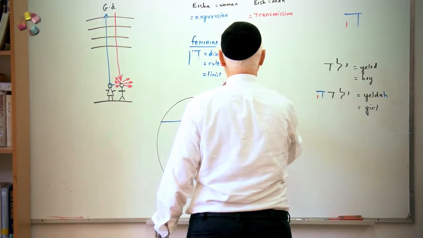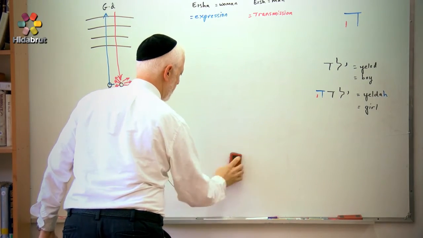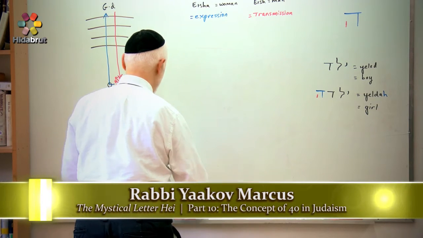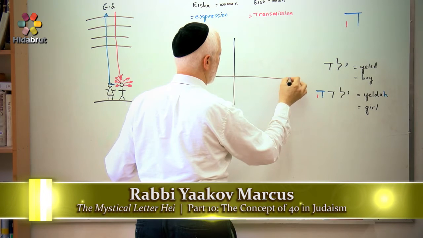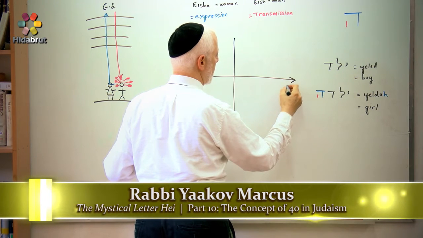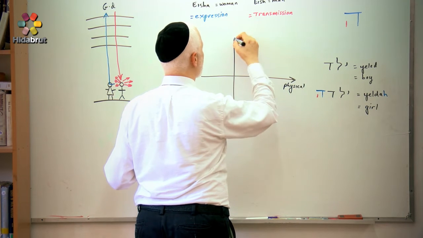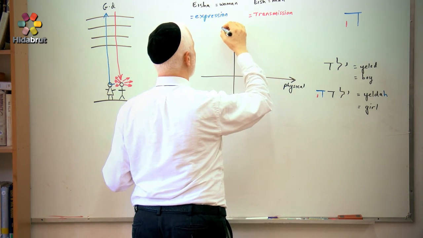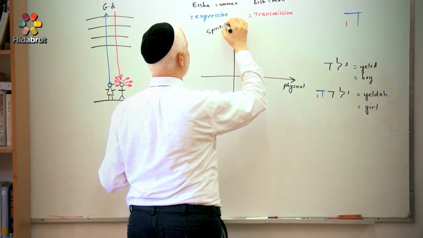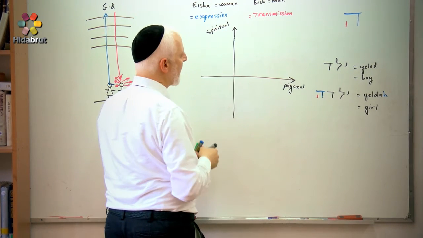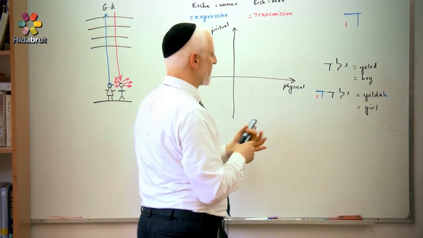I want to just graph out a hay for you because I think it's interesting to note. If we set up a graph where we call this the physical axis, and we have our spiritual axis going up, so a hay would have what component physically and what component spiritually.